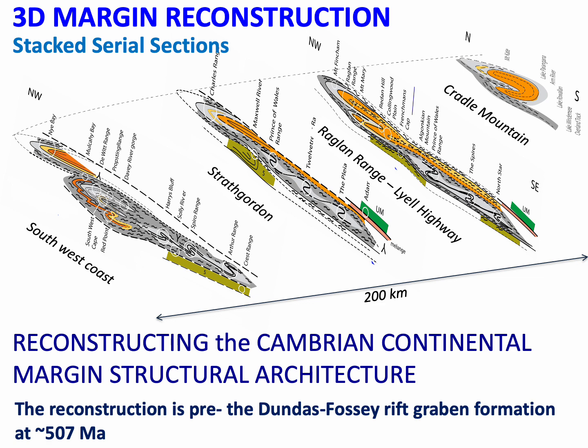The margin reconstruction diagram is shown as an oblique three-dimensional perspective of the deformed state structural profiles from the southwest coast in the south to Cradle Mountain in the north. The profiles are stacked from south to north and spaced to show the structures and transitions across different parts of the Tyennan region over 200 kilometres length.